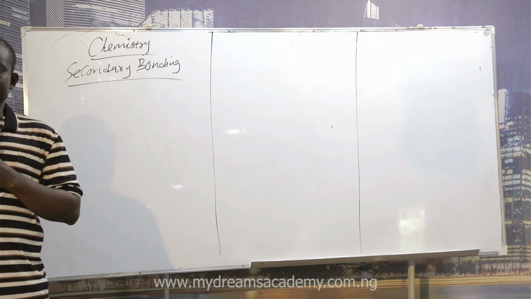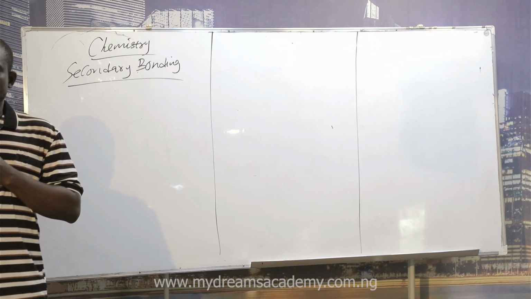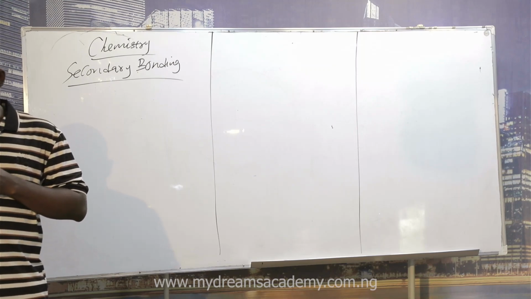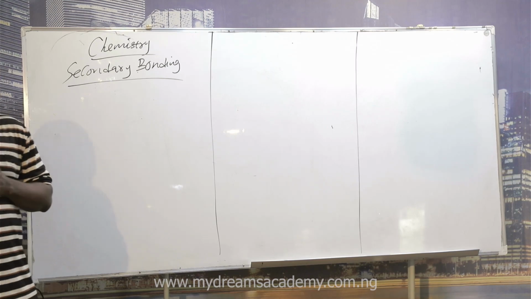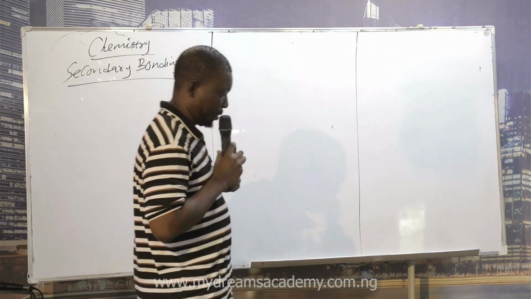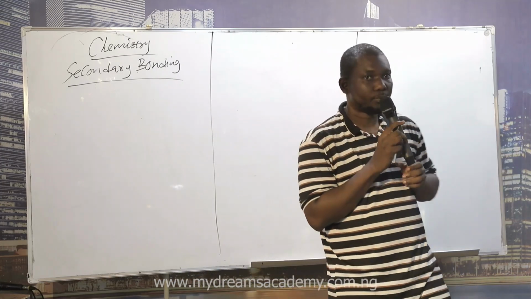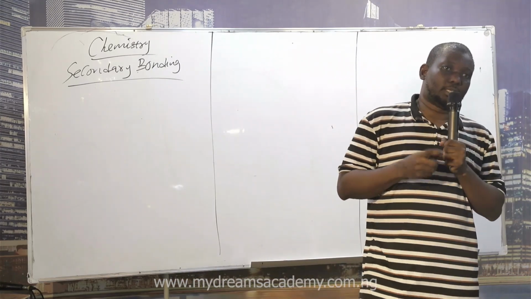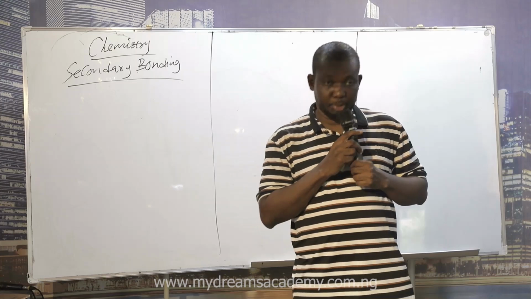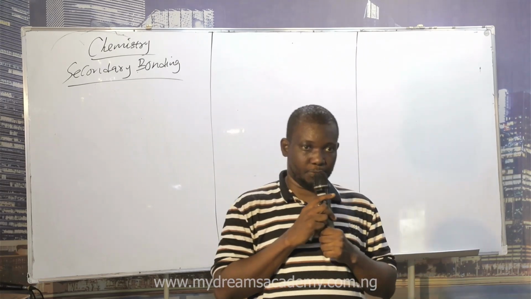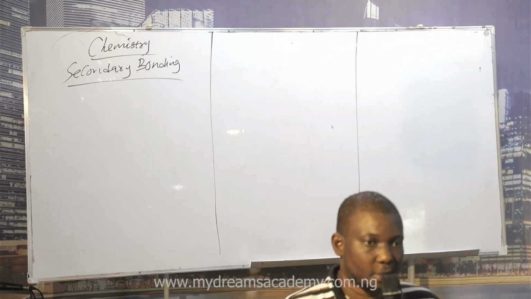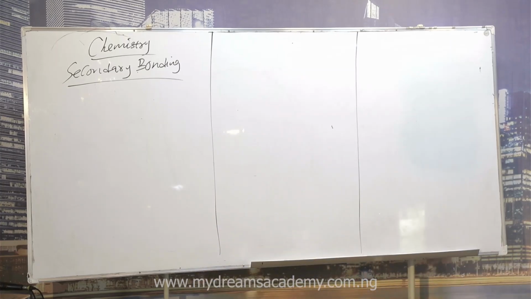The last time we looked at the main type of bonds, which are called primary bonds. The reason why such bonds are called primary is because they are the actual type of chemical bond that holds molecules together.